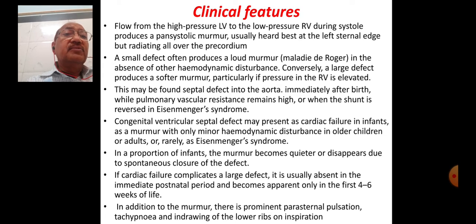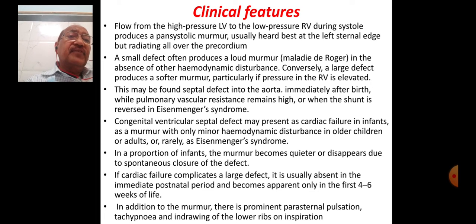This may be found in septal defects immediately after birth, while pulmonary vascular resistance remains high, or when the shunt is reversed, it is called Eisenmenger syndrome. Congenital VSD may present as cardiac failure in infants, as a murmur with only minor hemodynamic disturbance in older children or adults, or rarely it goes into Eisenmenger and presents with Eisenmenger syndrome.